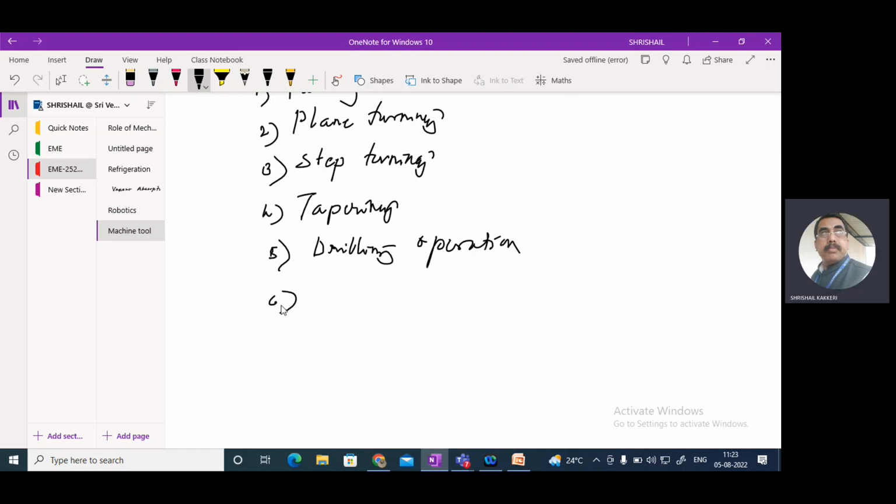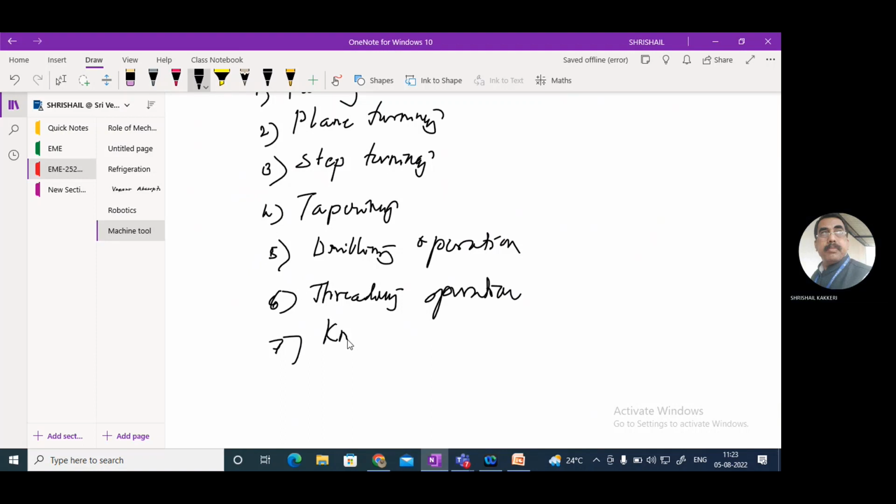Or the next one, I want to do thread cutting, threading, internal threading. Okay, I want to do the external threading. So this is called a threading operation. And the next one, I want to create a small grip on the surface. That is called a knurling operation.